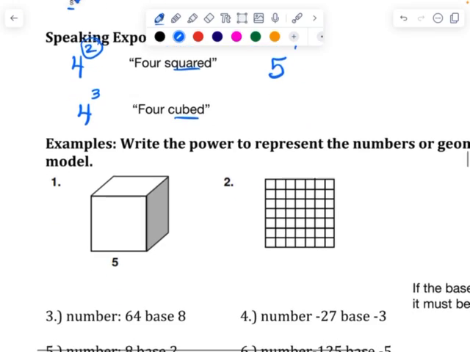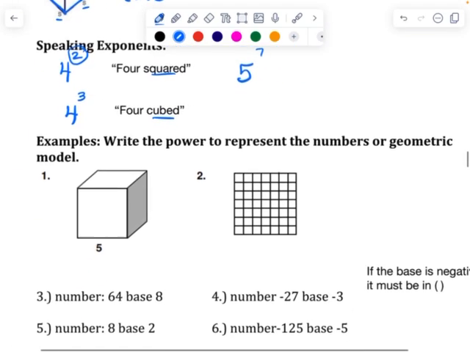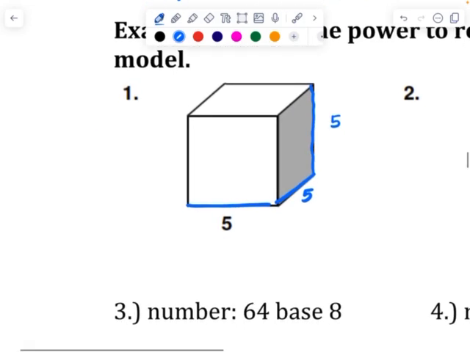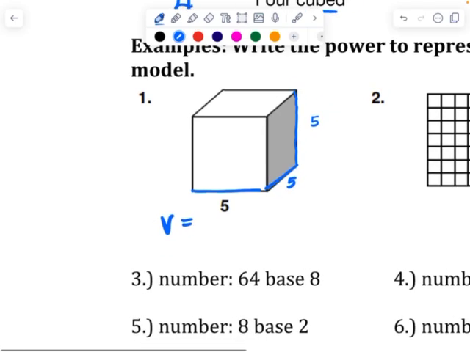Let's look at our examples here. It says write the power to represent the numbers or of the geometric model. Well, here it looks like I have a cube. I have one side equaling 5. I have another equaling 5. And I have a height equaling 5. Well, my cube says the volume is equal to 5 times 5 times 5. That's expanded form. Using exponents, 5 to the 3rd power.